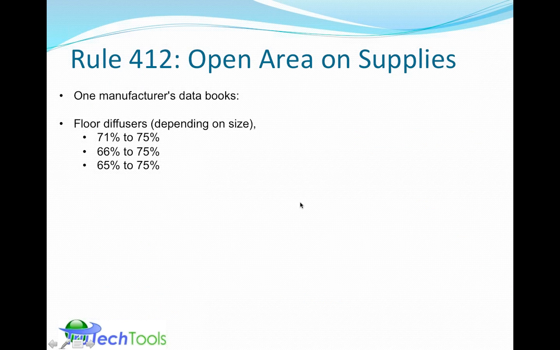So let's take a look at open area on supplies. I did a little study. I pulled open a manufacturer's supply register, supply grill data book. And I looked across and found that floor diffusers, depending upon their size, have an open area of between 71 and 75% for one design, 66 to 75 for another, 65 to 75 for another. So it seems like we're hovering in that area of around 70 to 75% open area would be a good number to use, at least for this manufacturer's grill.